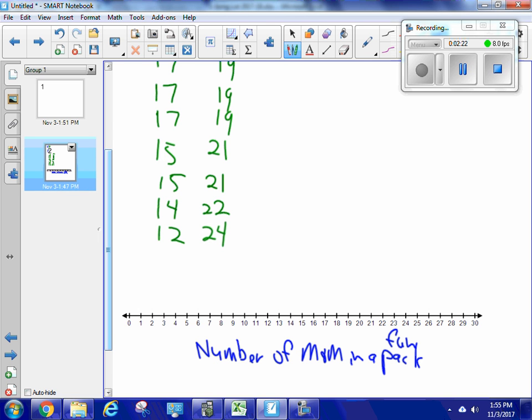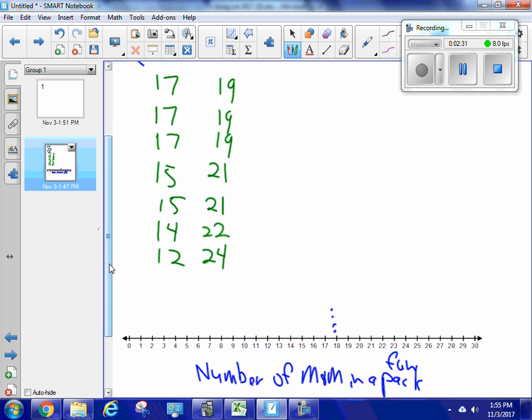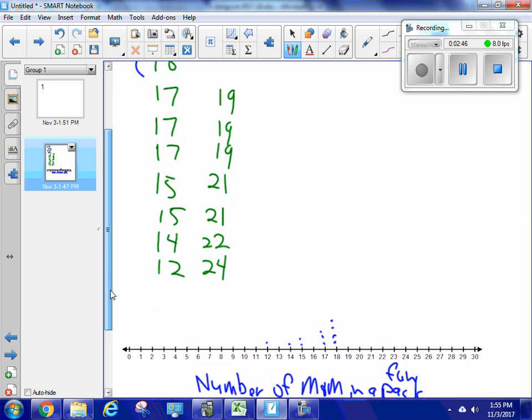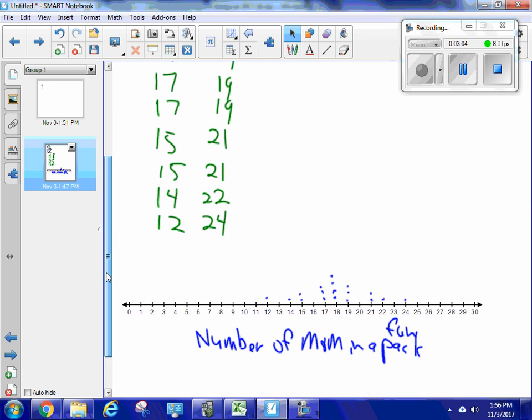So I'm going to put a dot here at 18, and 1 above it, 2, 3. So I have 4 dots at 18, and then I have 3 dots at 17. 1, 2, 3. 2 dots at 15, a dot at 14, and a dot at 12. And then I have 3 dots at 19, and 2 dots at 21, a dot at 22, and a dot at 24. This is what we call a distribution.